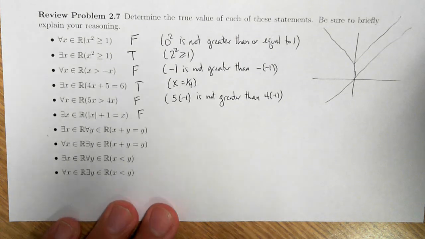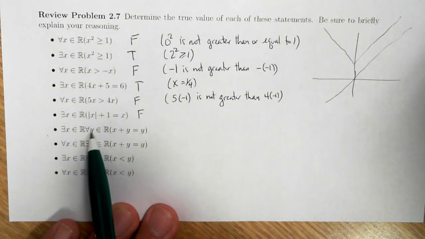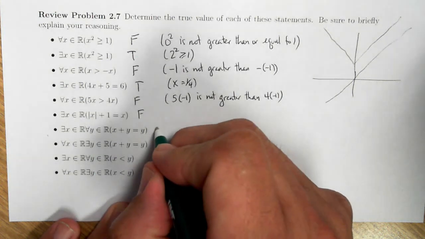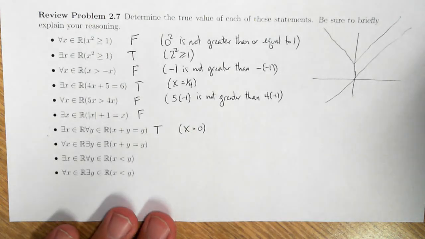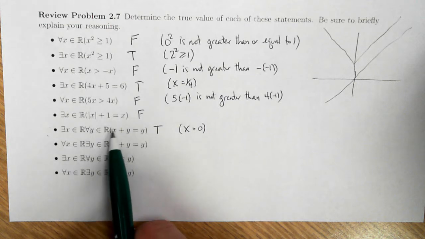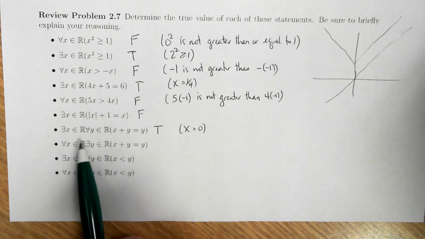So that's false. There exists an x, a real number, such that for every real number y, x plus y is equal to y. That is true if we let x equal 0. 0 plus y is always equal to y, no matter what the value of y is. So if x is equal to 0, then this equation is always true, no matter what the value of y is. So this is true.